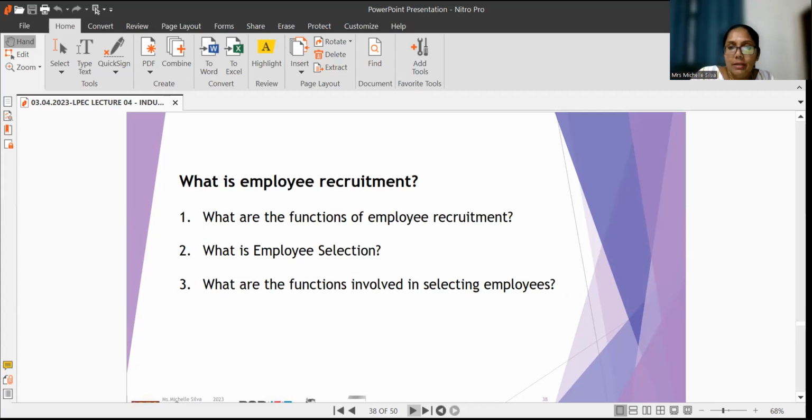Employee recruitment, my dear students, is attracting potential applicants for the job position. Write down recruitment: attracting potential applicants to the job position.